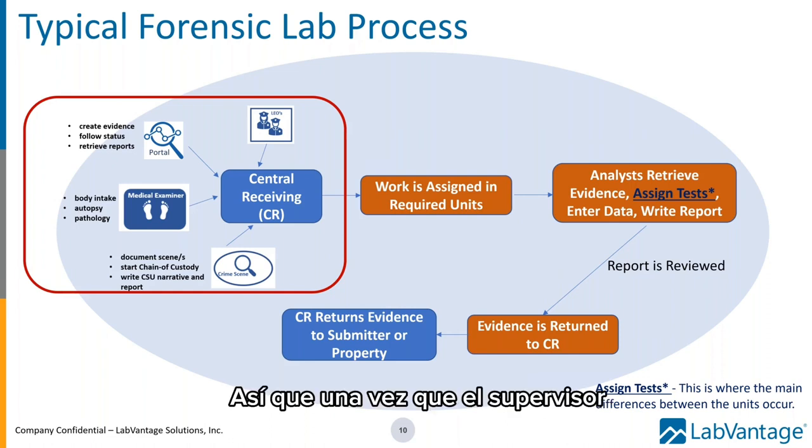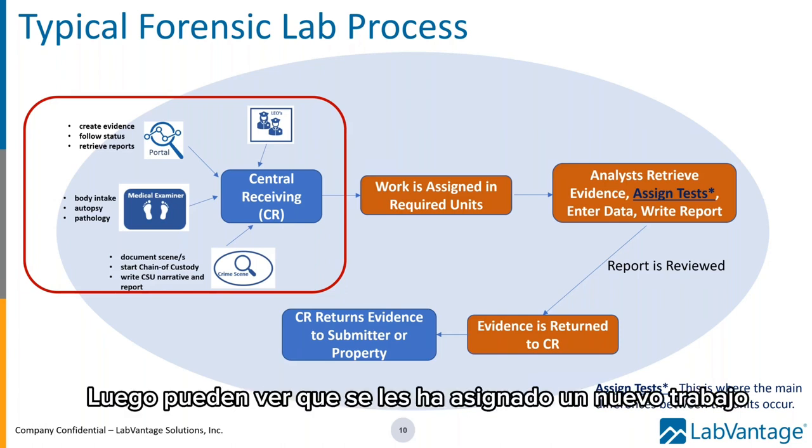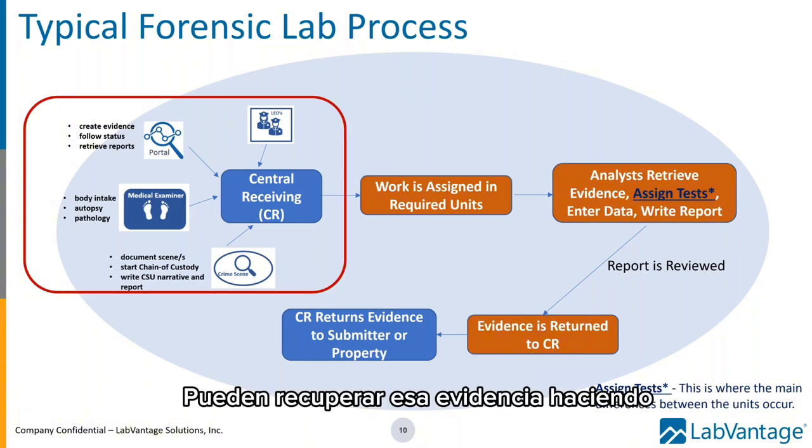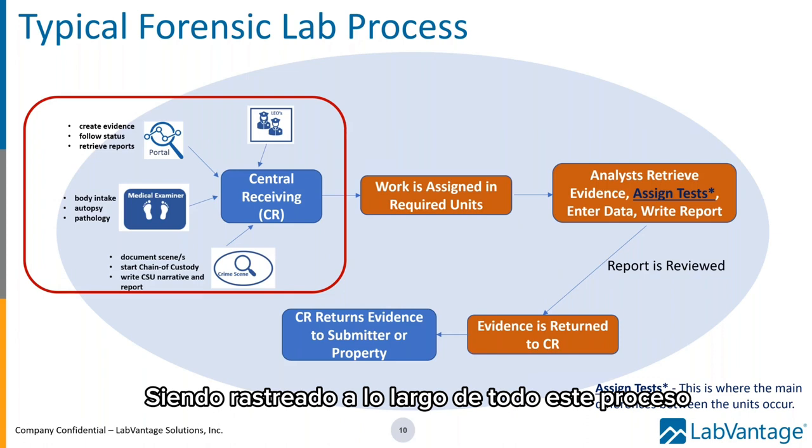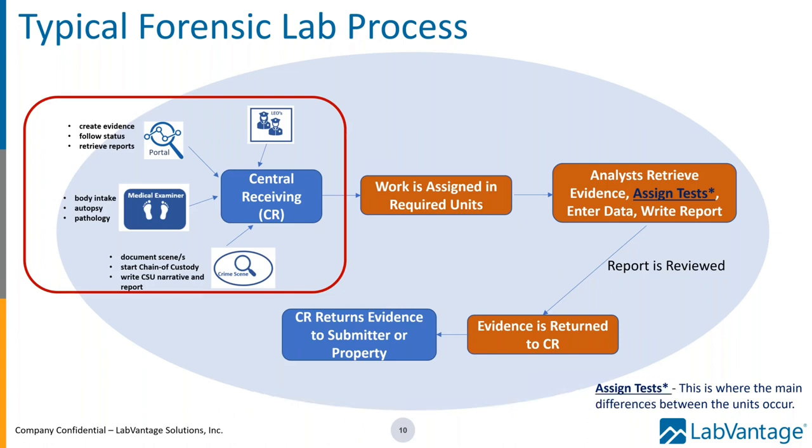So once the supervisor sees the work that's come into their unit, they can assign that work out. The analyst then can see that they've been assigned new work. They can retrieve that evidence, with chain of custody being tracked throughout this entire process. They will assign tests to the evidence. They will enter their results and ultimately write a report.